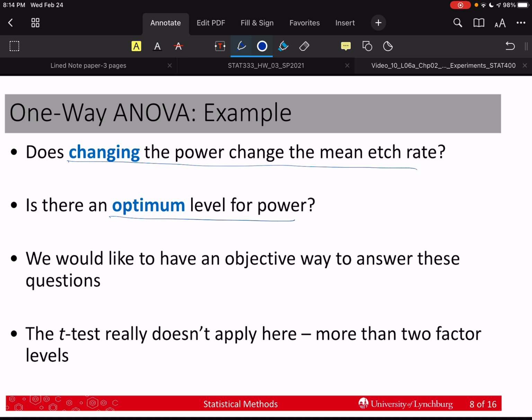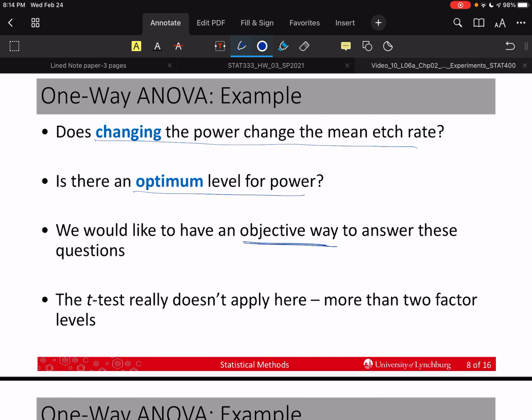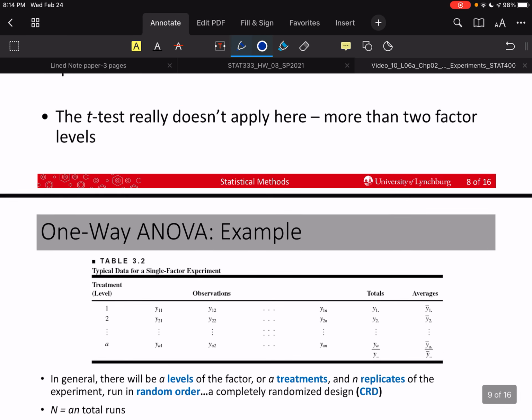And we want to have an objective way to answer the questions, and the t-test doesn't really apply here. There's more than 2 factor levels, okay? And so we could do this, but we won't, and I will talk about that a little later.